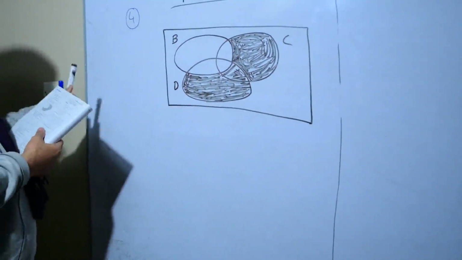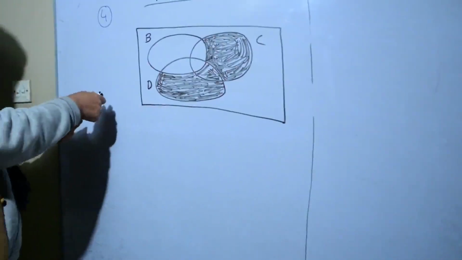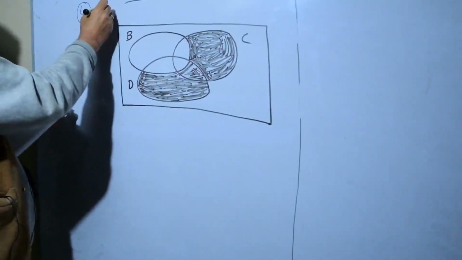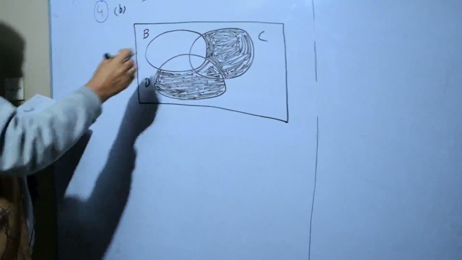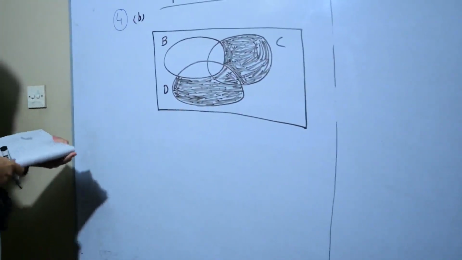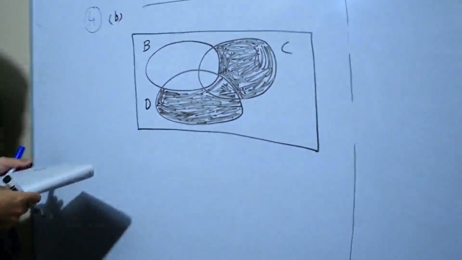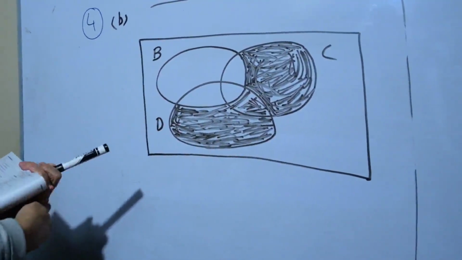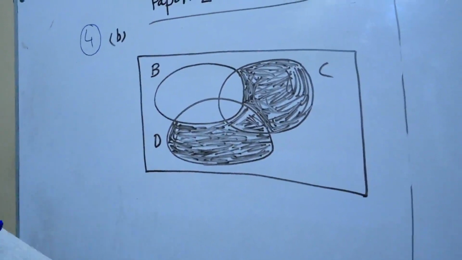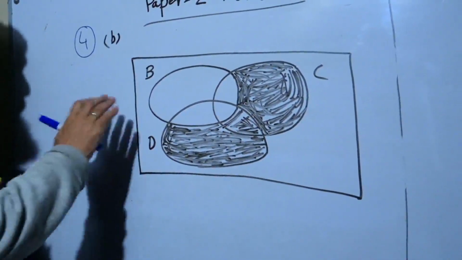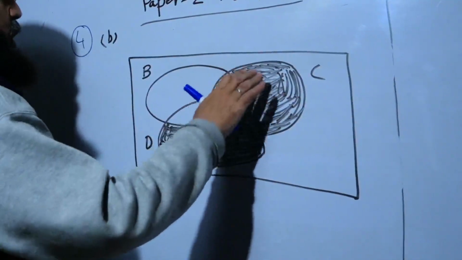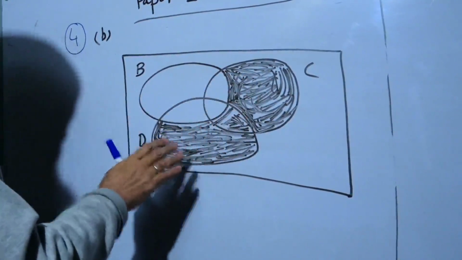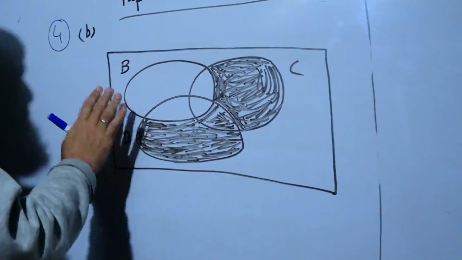Part B of question number 4: use set notation to describe the shaded region in the Venn diagram. A Venn diagram is given with three sets B, C and D. We have to describe it in set notation. One thing is clear: the shaded region is outside B, so it is B complement. It is not in B, so it will be the B complement.